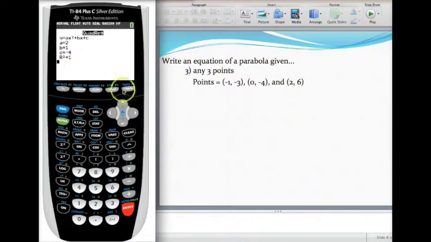Remember, the r value represents the correlation coefficient. So an r value of 1 means we have a perfect fit. So this data perfectly fits that parabola. So hopefully you've written down your equation, but let's go ahead and type it in here so we can take a look and see that it does check out.